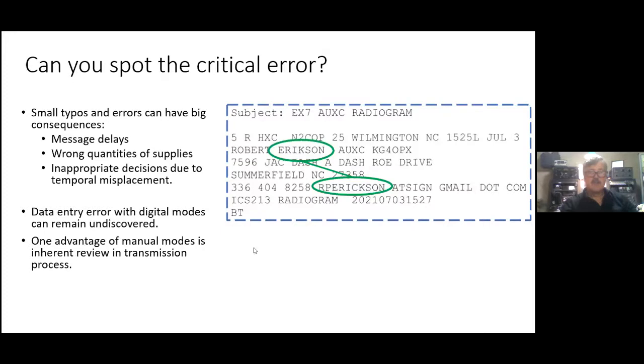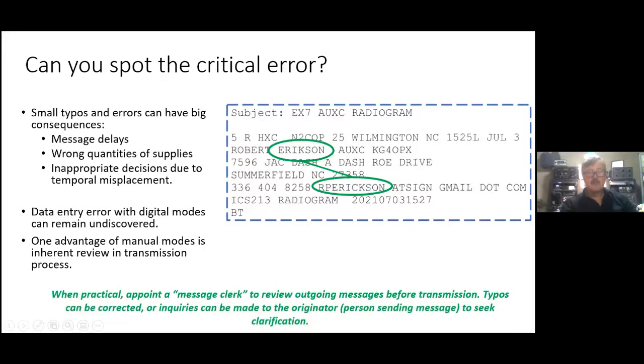Okay, so one of the things, if you have the personnel and you're operating in a critical environment, say an EOC, for example, is to appoint a message court to review messages before transmission. It doesn't even need to be a ham. Somebody that looks for typos, looks for potential errors in formatting, and if there's any questions about something of this nature, they can go to the originator, the agency official who signs the message, and say, was this intentional? We just want to clarify it before we transmit it.